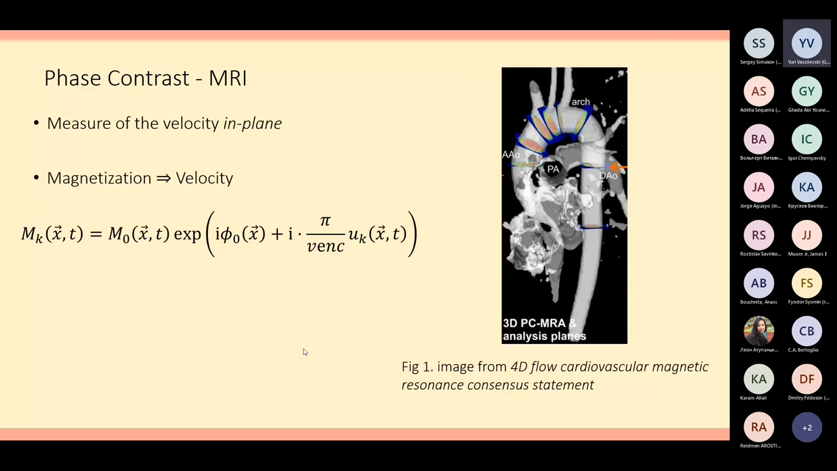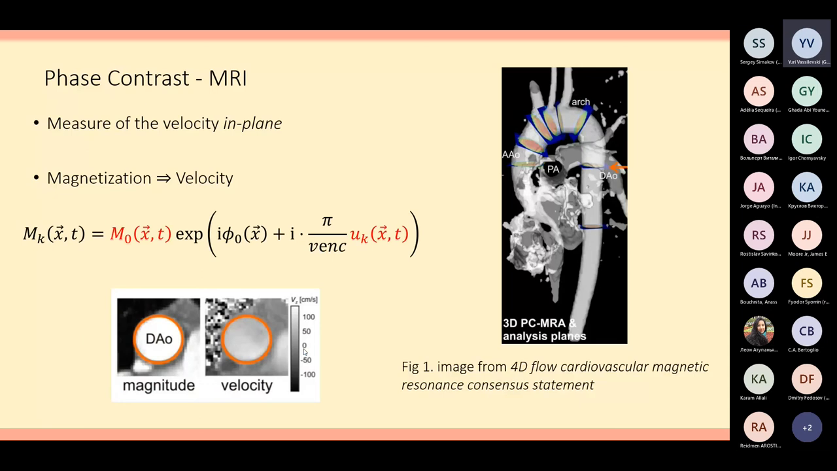I just show here the main results of the phase contrast theory. In red is our velocity: we measure m, and then we reconstruct u. Another important quantity is m0, which is the modulus of the magnetization. This modulus is what we call the anatomical image of what we measure. We use this anatomical image to see where our artery is, or to segment the image, and then we go to the phase image, or the velocity image, to see the values. The last term here is phi zero, which is assumed to depend only on space, not on time. So what scanners normally do is measure a second time this other magnetization, which does not depend at all on the velocity.